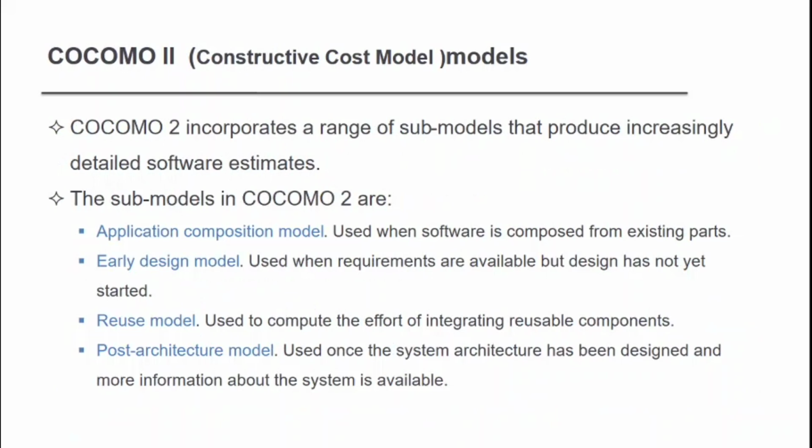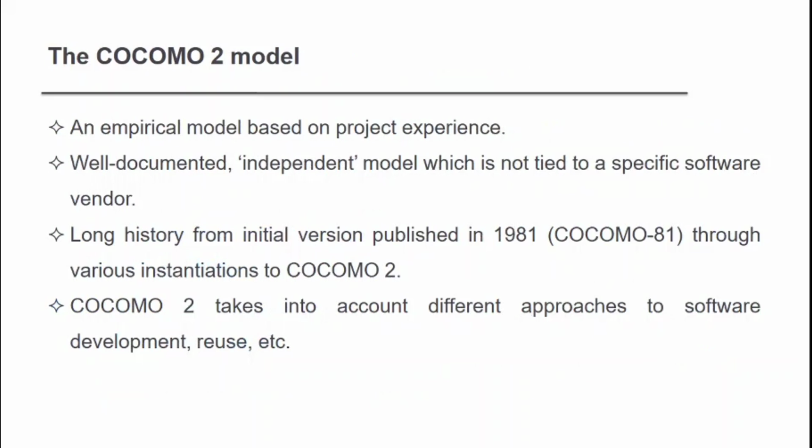And the COCOMO II model, also called Constructive Cost Model 2, is an empirical model based on project experiences. It is a well-documented, independent model which is not tied to a specific software vendor. It has a long history: it was published in 1981 as COCOMO 81, through various instantiations to the COCOMO II model. COCOMO II takes into account different approaches to software development and reuse, etc.